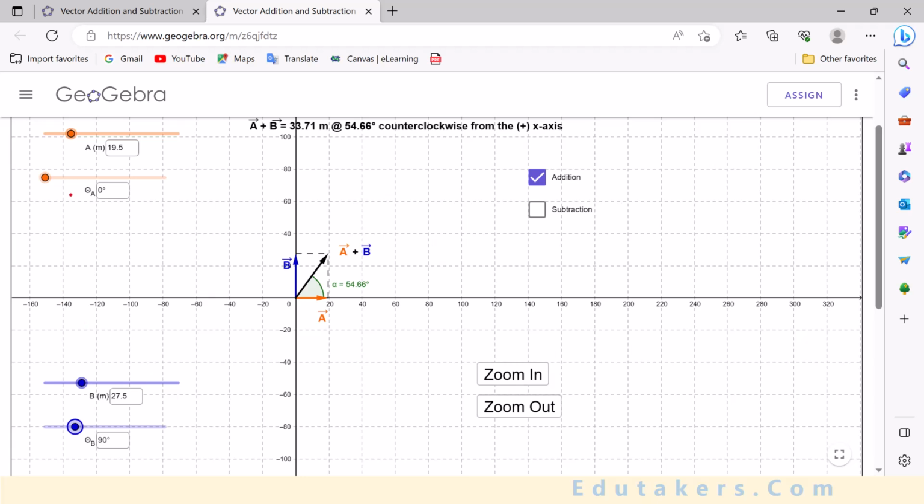When you change the length of the vectors A and B, it means that you are changing the vector magnitude. Then accordingly the angle as well as the resultant vector changes. So in this case, the sum of the vectors A and B is 65.75 meters at an angle of 50.86 degrees with the positive x-axis. In this way, you can easily check the resultant of the two vectors.